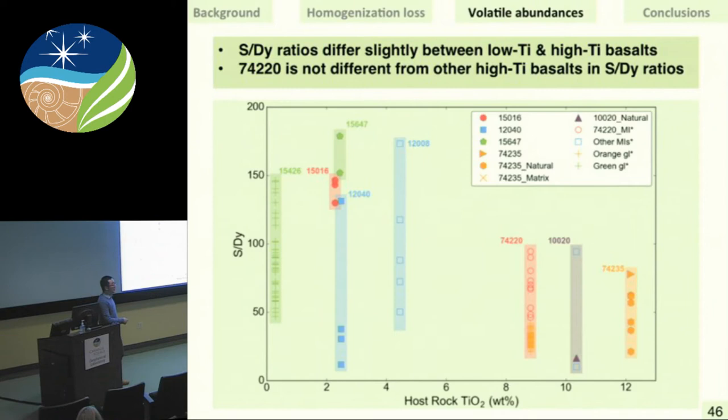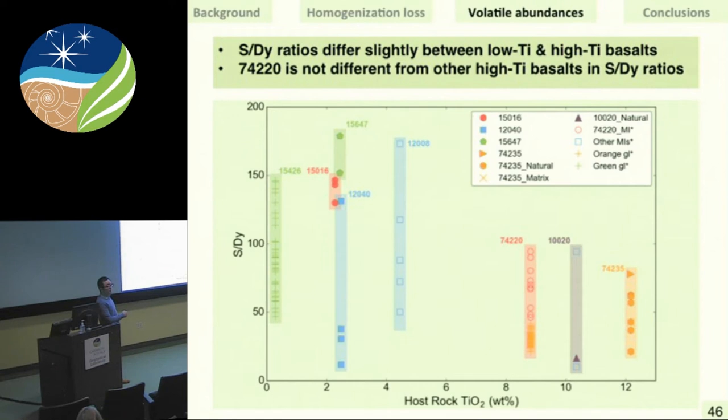And if we look at each individual sample, for example, in 10020, the two melt inclusions with low sulfur dysprosium ratios are highly crystallized, partially crystallized. And they might have been affected by sulfide removal from the melt inclusion. This one is a homogenized melt inclusion from the same sample, and it has a much higher sulfur dysprosium ratio compared to the melt inclusions that are not homogenized. And in this sample, we were actually able to observe sulfides in the natural partially glassy melt inclusions. And also, the homogenized melt inclusion has a high sulfur dysprosium ratio.